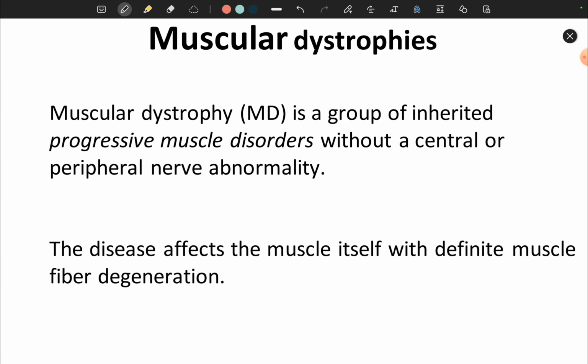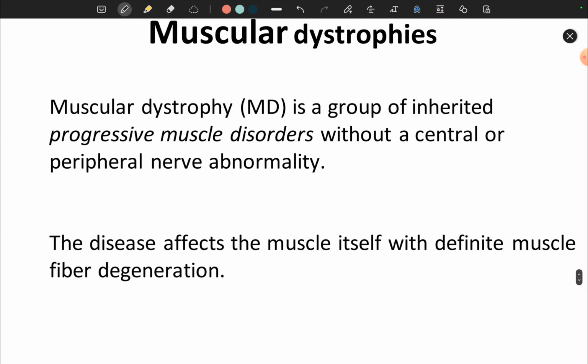What is the problem now? Is it in the muscle? Is it in the synapse? Is it in the nerve? Here the problem is in the muscle itself. The synapse is normal. The nerve supplying is normal. The motor end, the axon, everything is normal. The synapse is okay. But the problem is in the muscle itself.